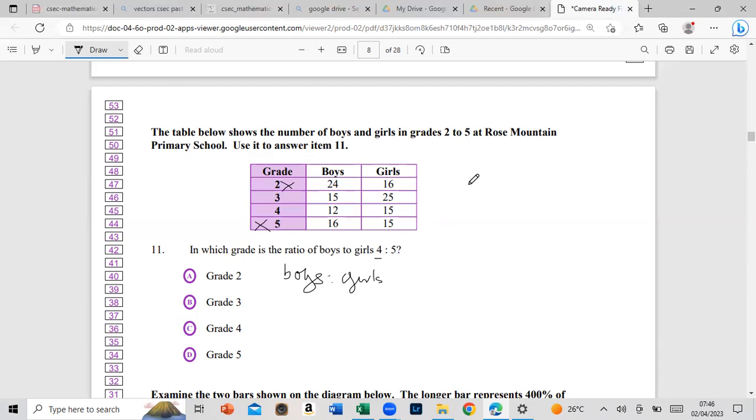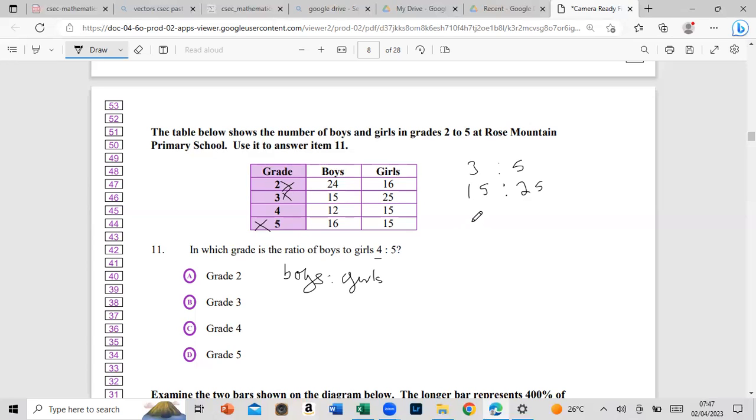So we have 15 to 25. So we're going to break this down to its lowest terms. Now, which number can go into 15 and 25 without a remainder? That would be 5, right? 5 into 15 goes 3 times. 5 into 25 goes 5 times. 3 to 5 is not 4 to 5. So we can eliminate this one, which is grade 3. So now we're left with these two.